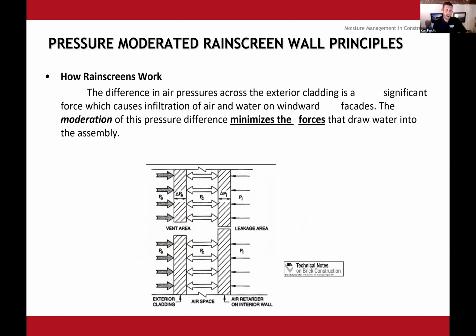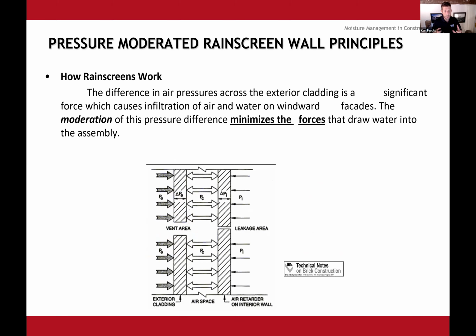So how do rain screens work? In simplest terms, when you create that 6 millimeter airspace between a cladding and the sheathing, you're creating a capillary break. That neutralizes the ability for the wall to siphon water in, right? So water might get in behind our cladding. It will get in behind our cladding, right?